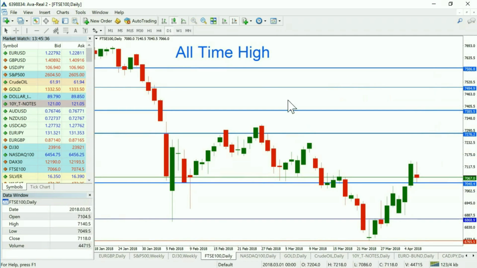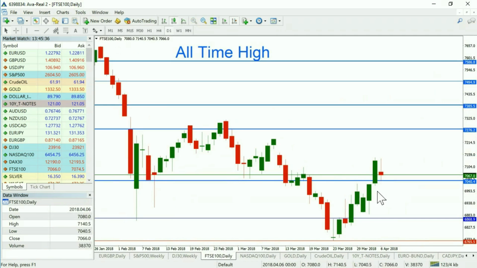Okay, the FTSE 100 next. Yes, nice explosive move to the upside. So we have seen a bit of a short-term bounce. Very erratic behaving market.